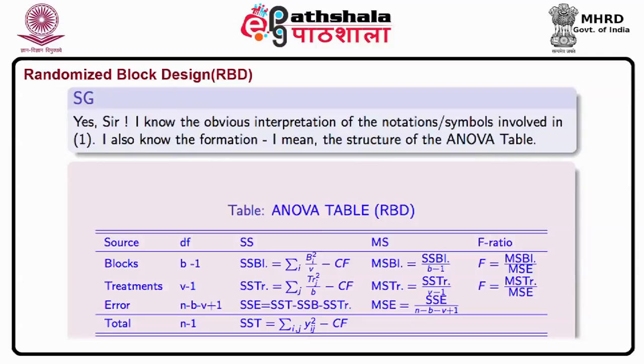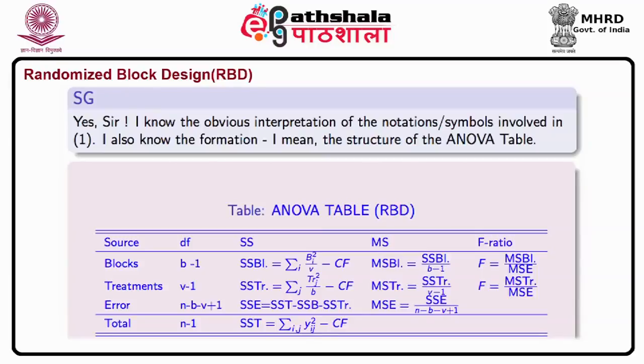That is number one. Number two, this Bi and Tj, they refer to the subtotals of outputs. Yij are the outputs. Bi refers to the sum total of all the Ys in the ith block, and Tj is the sum total of all Ys corresponding to the jth treatment. Yes. That is how Bi and Tj are computed.